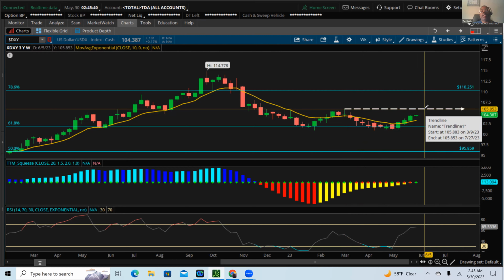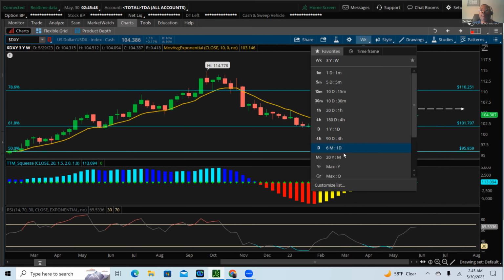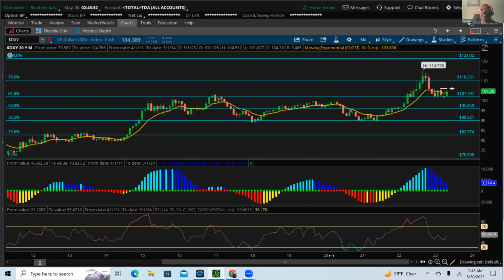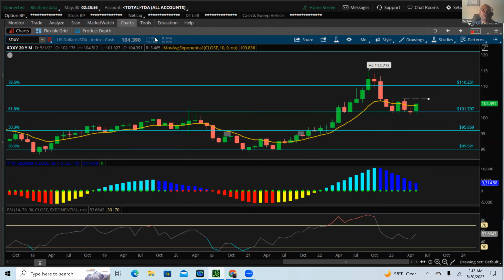If we break out above that level, just like NVIDIA's breaking out, you're going to see pressure on the markets. The market doesn't like a raging bull dollar. Here's a monthly chart of the dollar, and it looks like it's in reversal mode, folks, after such a strong rally back in 2021, up towards somewhere between September and October of 2022.